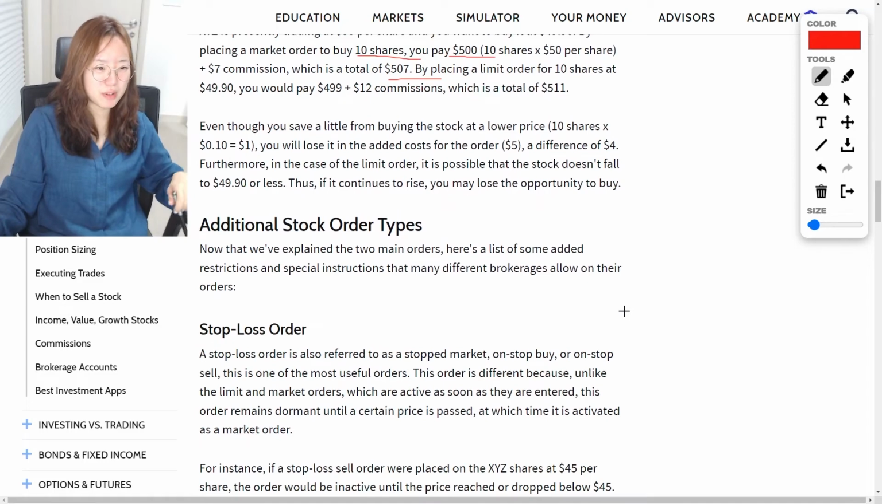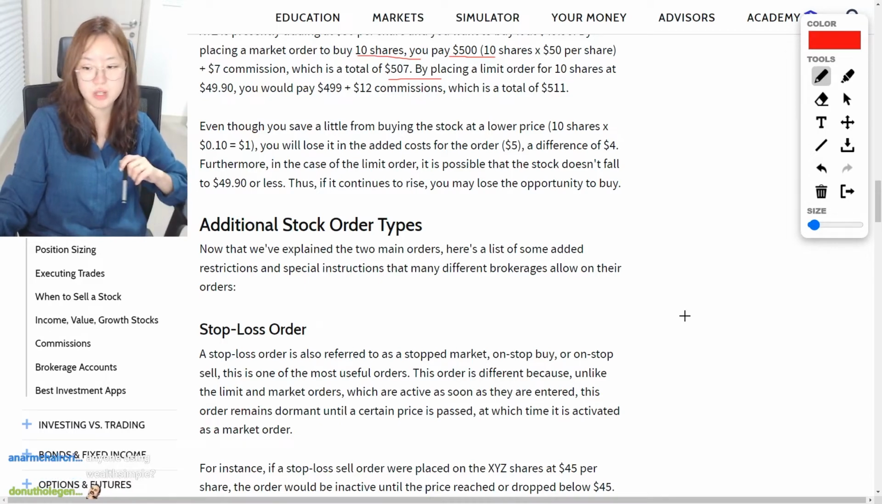So even though you save a little from buying the stock at a lower price, you will lose it in the added cost for the order, a difference of $4. Furthermore, in the case of the limit order, it is possible that the stock doesn't fall to 49.9 or less. Thus, if it continues to rise, you may lose the opportunity to buy.